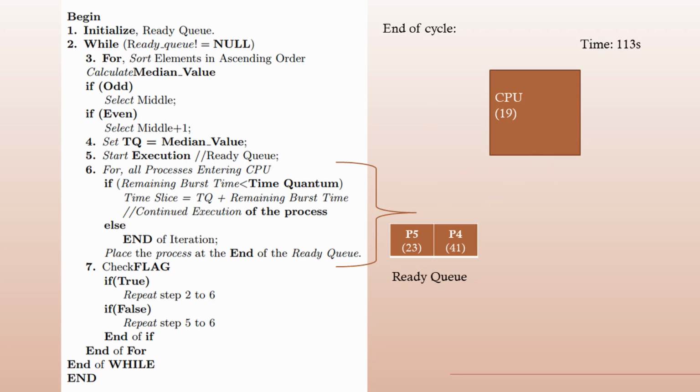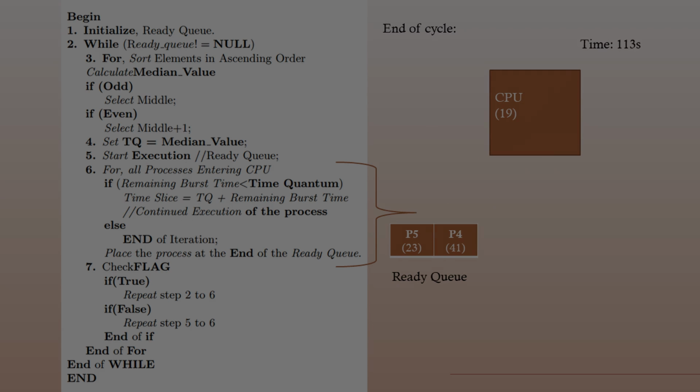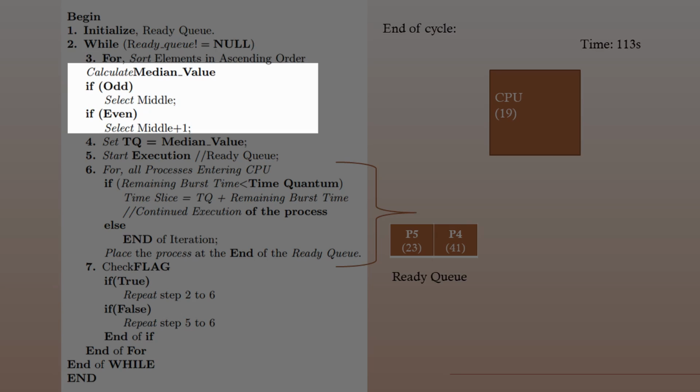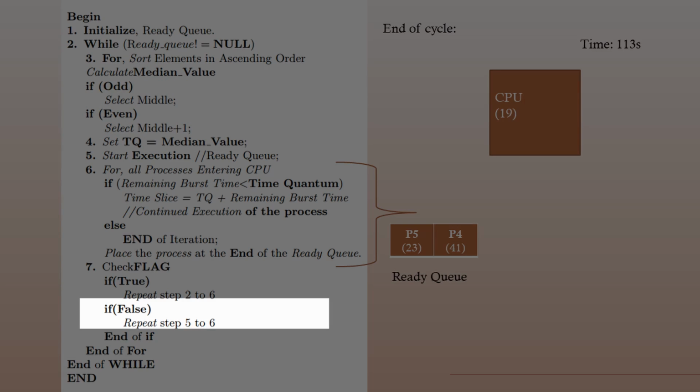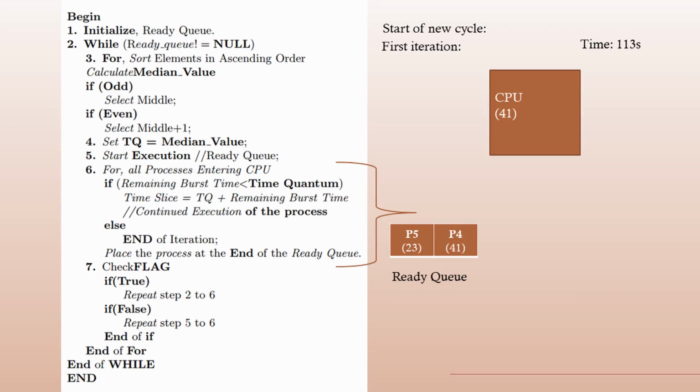Lastly, at the end of each iteration, the algorithm will check the flag value. If the flag value is true, this indicates that one or more processes have returned from the block queue to the ready queue. In this case, it will sort the ready queue in ascending order with respect to their burst time, and again, a new median value will be computed. This new median value will be assigned to the time quantum. In case the flag's value is false, the program will continue its execution until all the processes are completed.